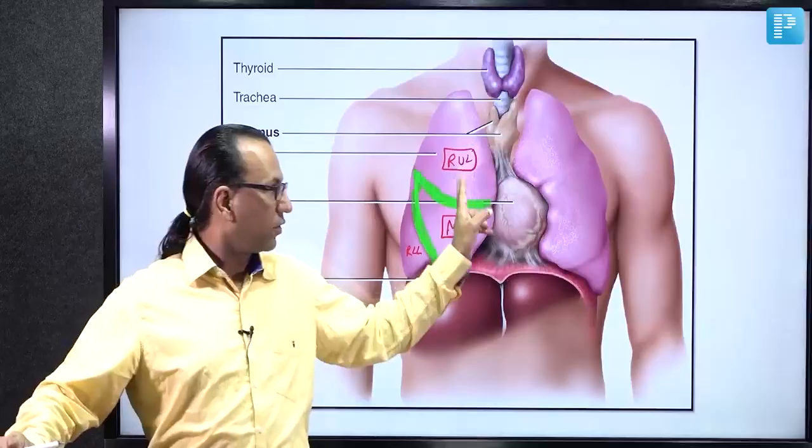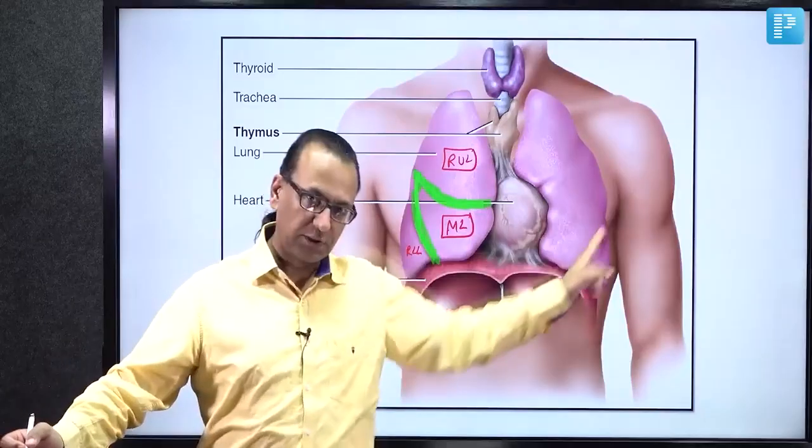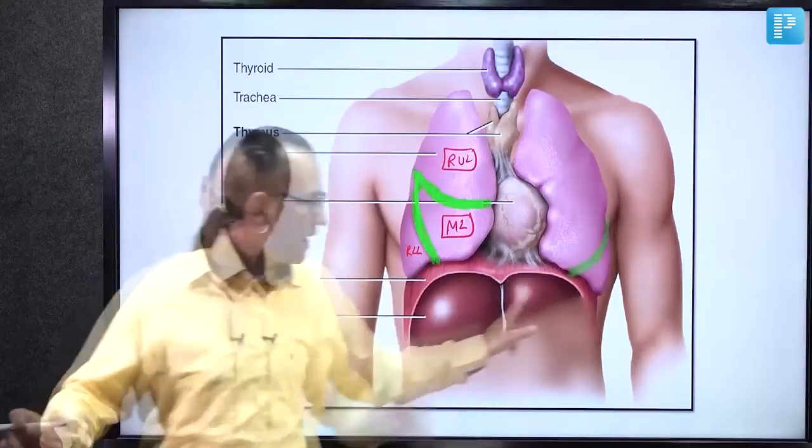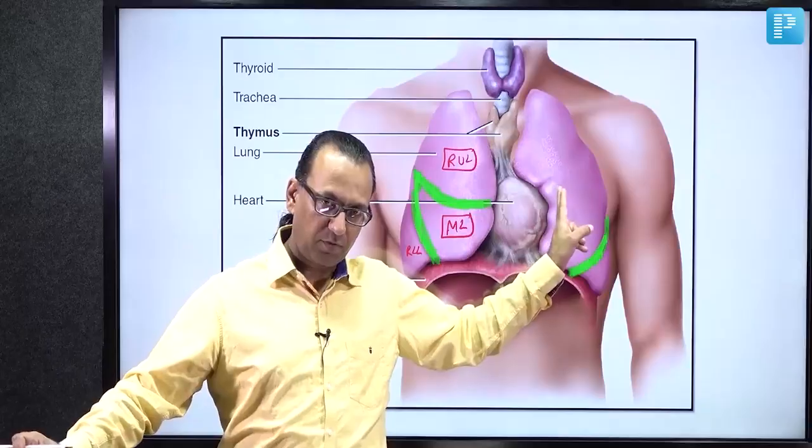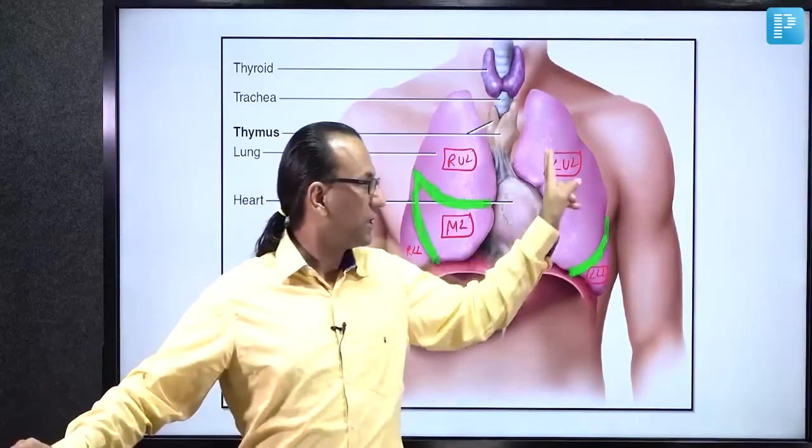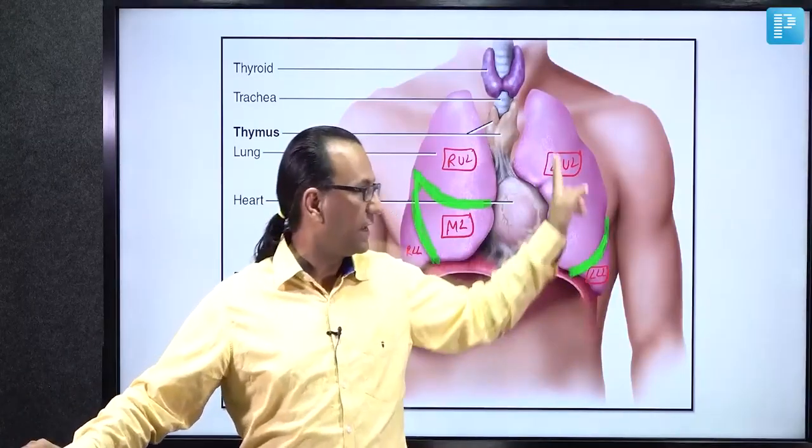As we are talking about, the left lung has only one fissure, which is called the oblique fissure, and there are only two lobes, left upper lobe and left lower lobe. Now we want to see the bronchopulmonary segments in each lung.